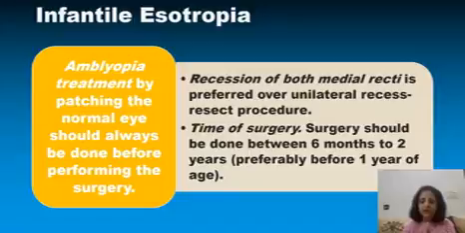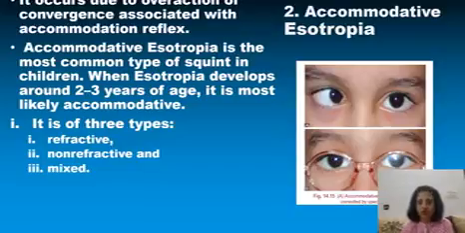When you recess the muscle, you weaken the muscle. Recession of the medial rectus, because it is a convergent squint, so there is overaction of the medial rectus, so you recess the medial rectus. Time of surgery would be between 6 months to 2 years of age, preferably the first year of age.